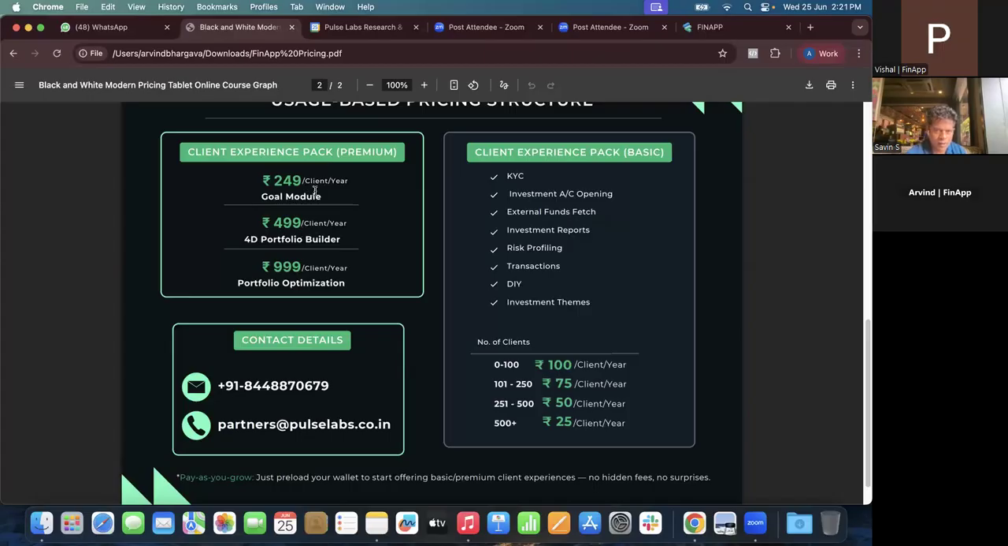Yes. Then the same is for the goal planning mode. So that's 250 rupees for goal planning for a client for a whole entire year. So you can do n number of goals for him per year. So this becomes a la carte. Whatever you want, you can use it.